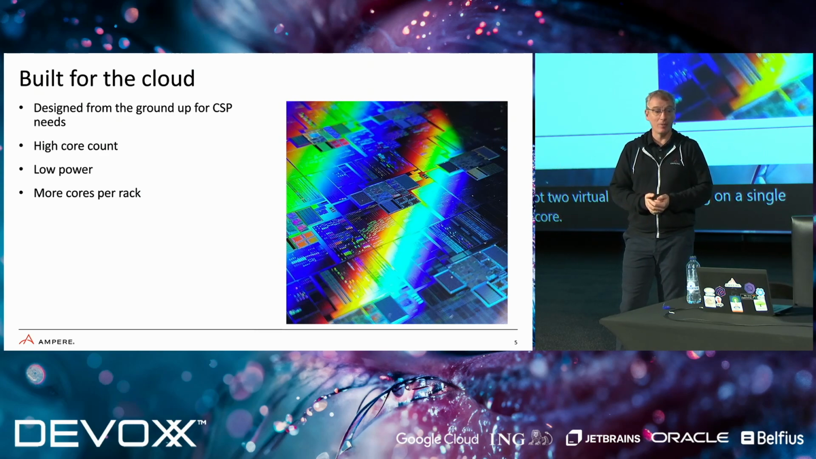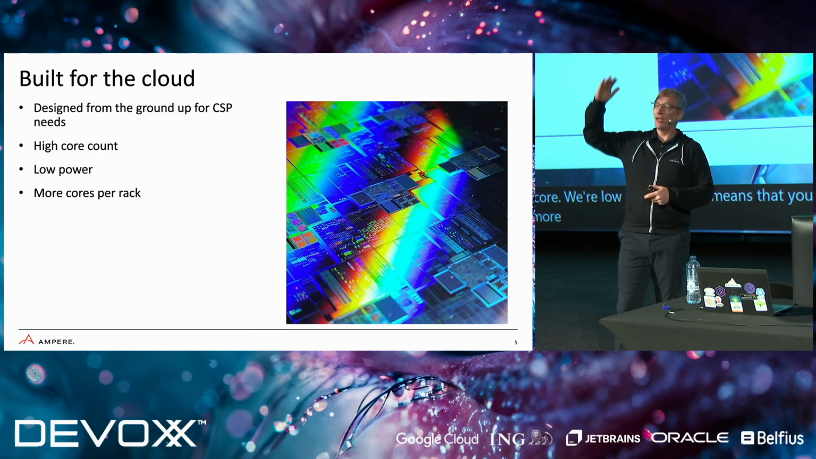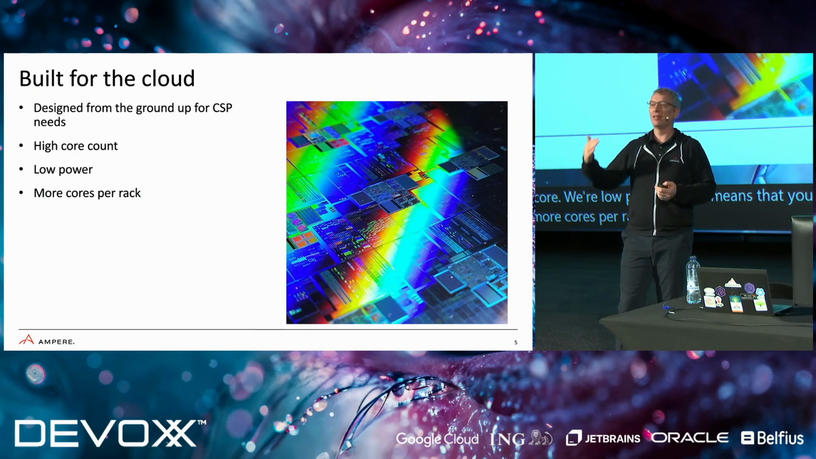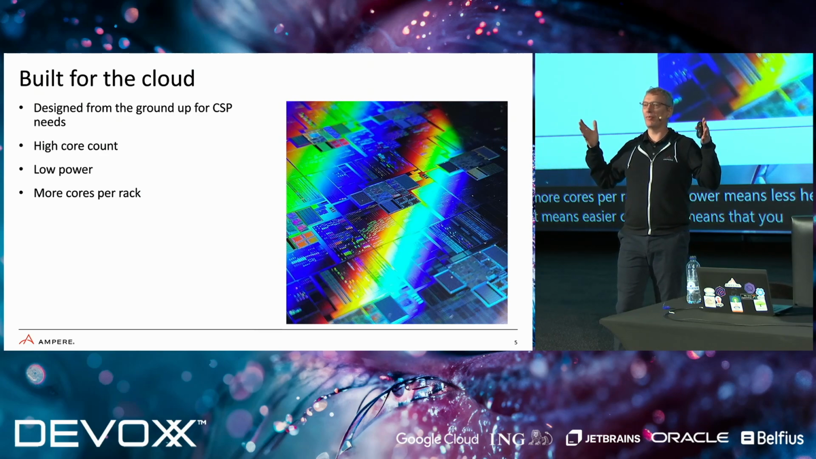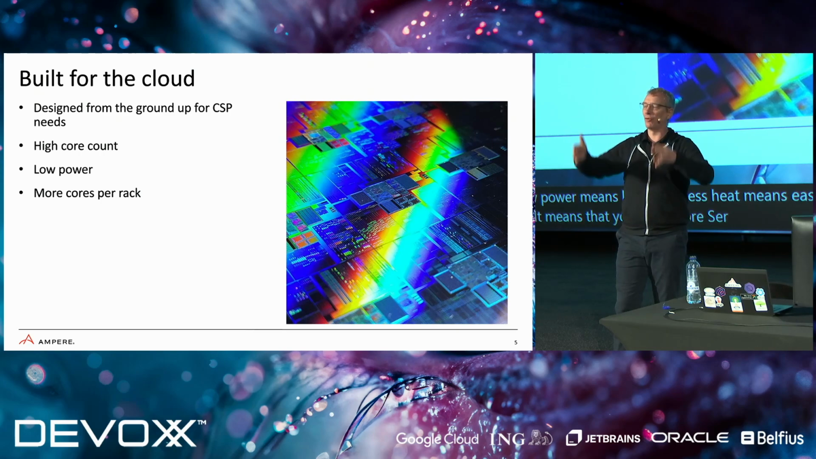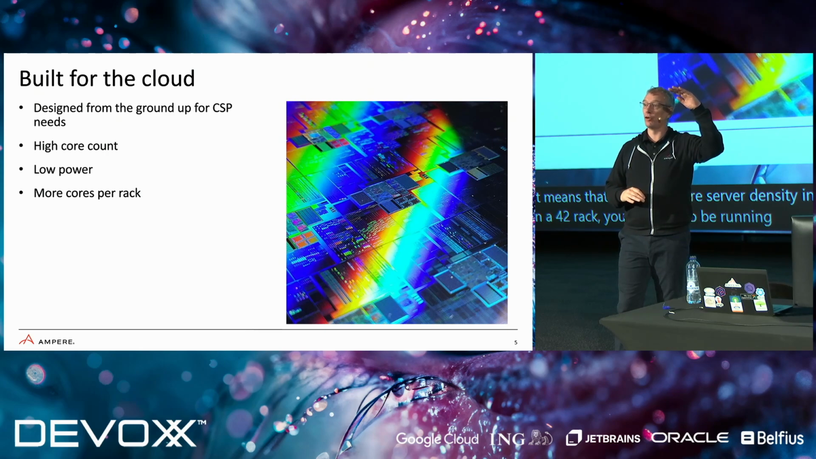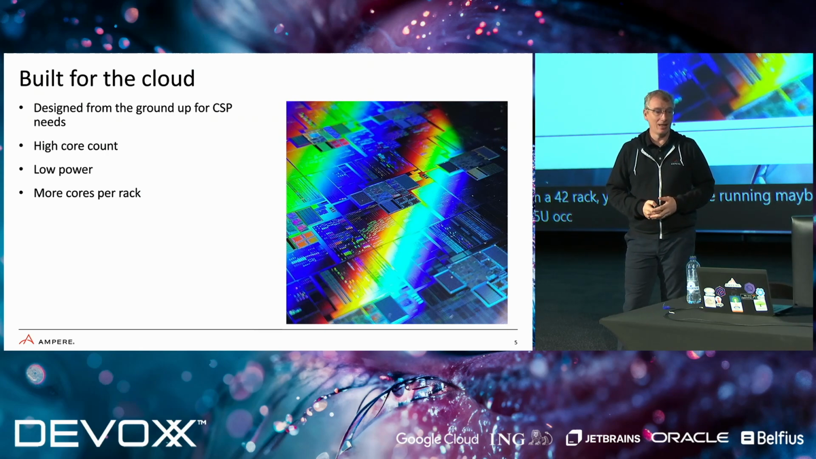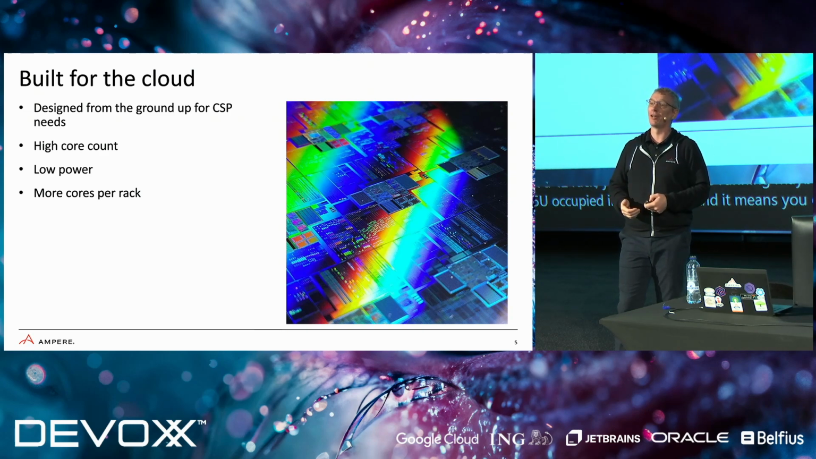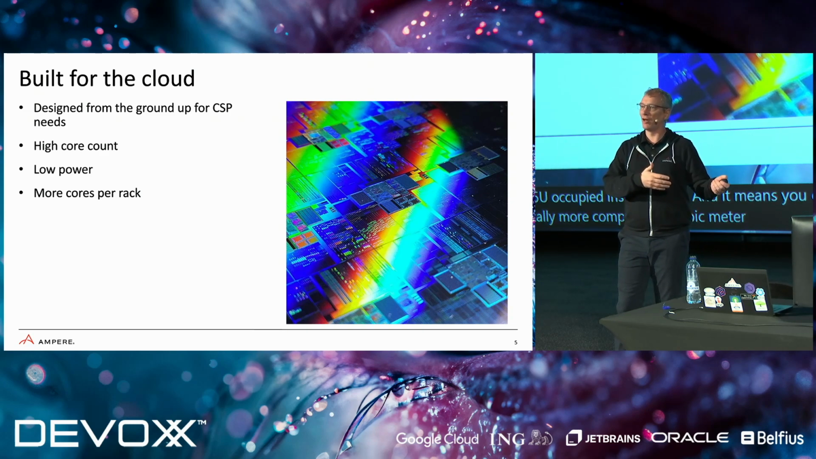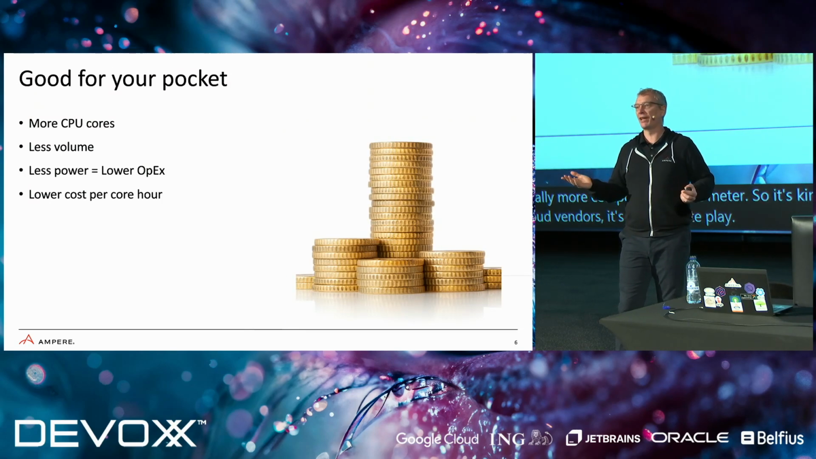We're low power, which means that you get to have more cores per rack. Low power means less heat. Less heat means easier cooling. It means that you have more server density in the rack. So in a 42U rack, you're going to be running maybe 35U occupied instead of 21. And it means you can get basically more compute per cubic meter. So for cloud vendors, it's a real estate play. But for application developers, it's also a financial play.